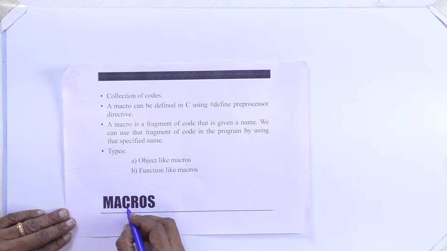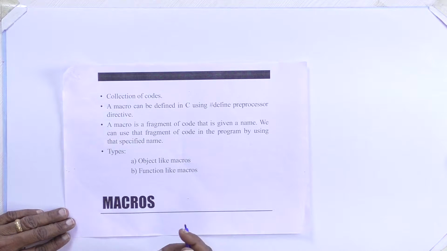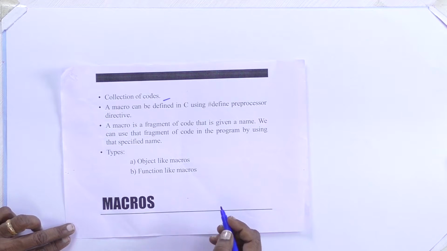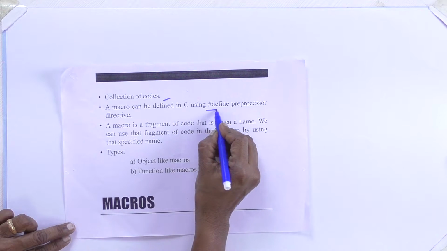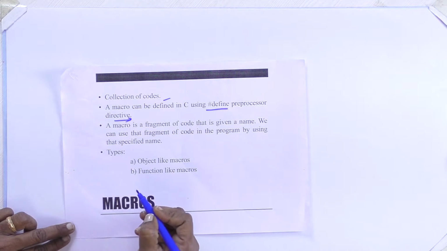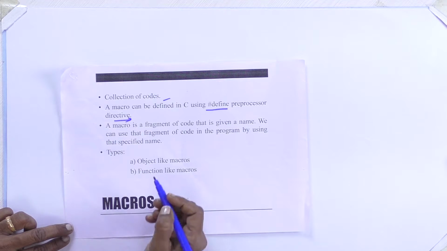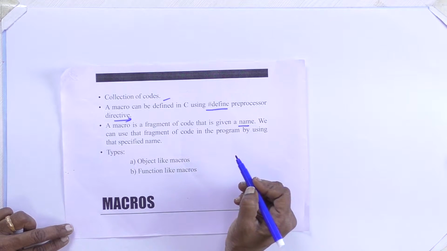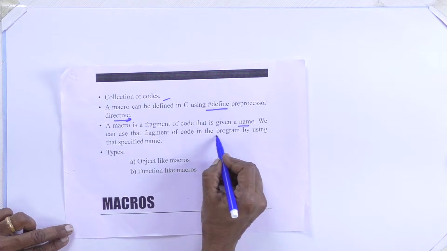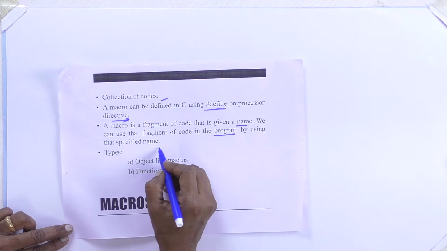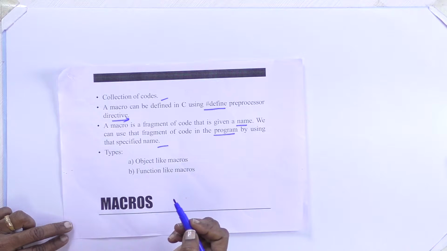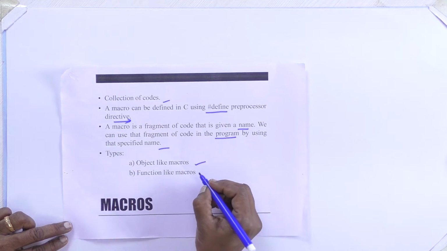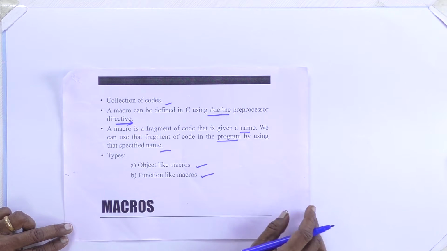The next topic is macros. What is a macro? A macro is nothing but a collection of codes. A macro can be defined in C using the hash define preprocessor directive, which we saw now. A macro is a fragment of code that is given a name. We can use that fragment of code in the program by using the specified name. The macros can be classified into different types like object-like macros and function-like macros.